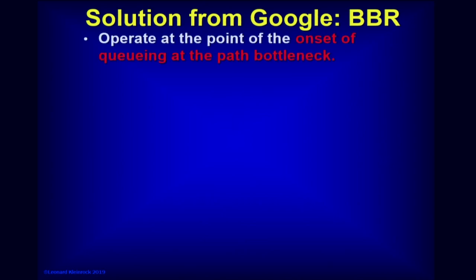It says, let's operate at the onset of queuing and no more, at the point beta I just showed you. It can track the bottleneck bandwidth and it can track the round trip propagation delay, the minimum amount. This idea was first proposed in 1978 and 79, 40 years ago, in a couple of papers that I wrote back then. Unfortunately, nobody did anything with it because there was another paper published which said it won't work. And they said it won't work in a decentralized system. And to first order, that was a correct objection.